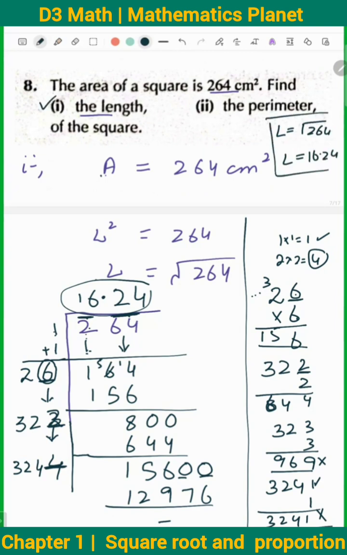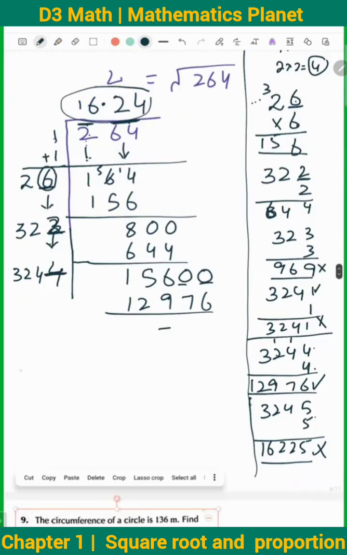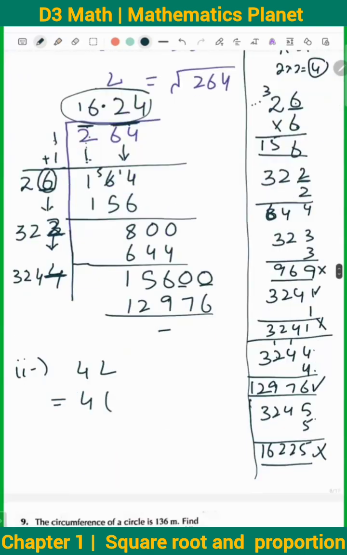Now the second part is saying find the perimeter of the square. So what is the perimeter? How to find the perimeter of the square? Length of all sides. Yes, so we just need to do 4 times L, which is 4 times, what is L? 16.24, and 16.24 multiplied by 4 is 64.96.